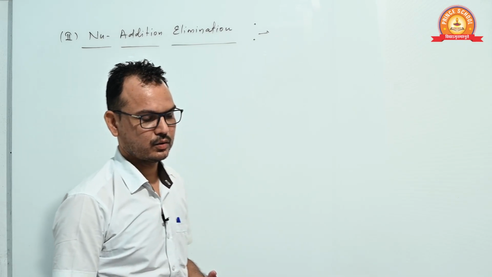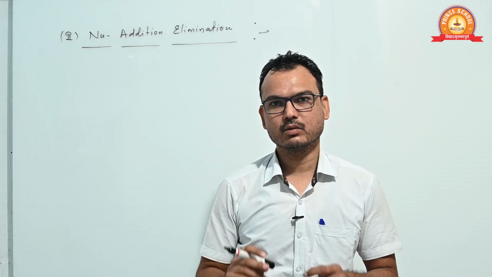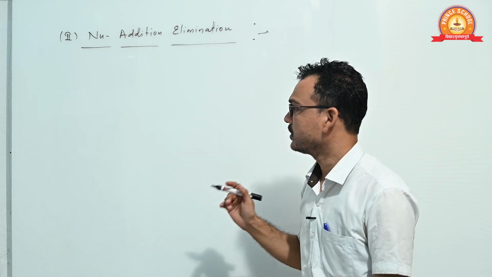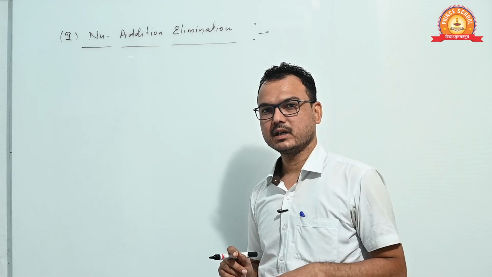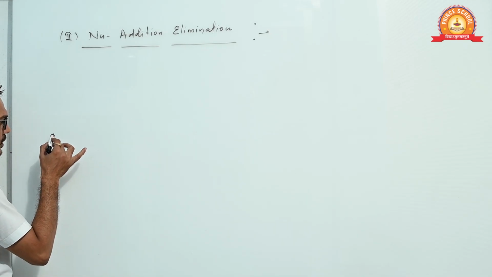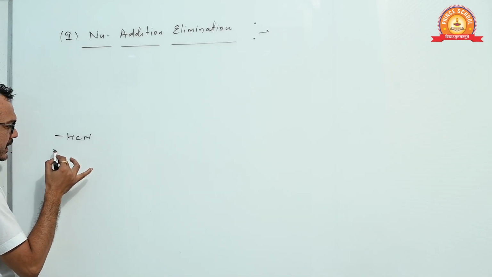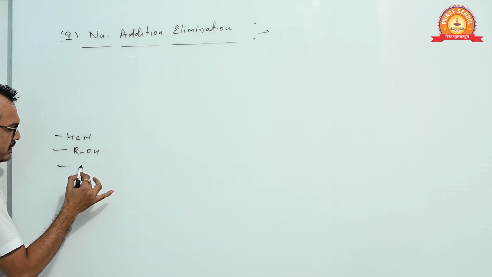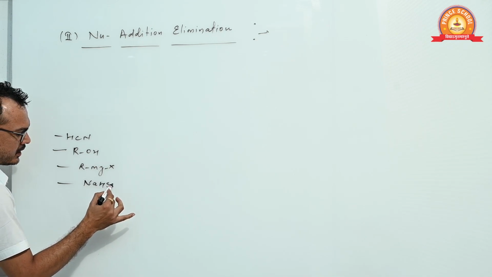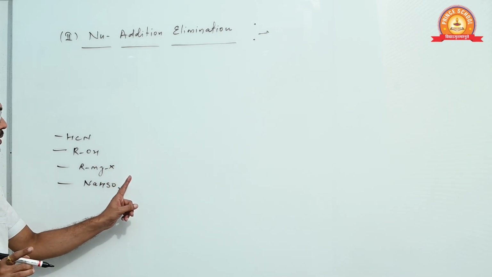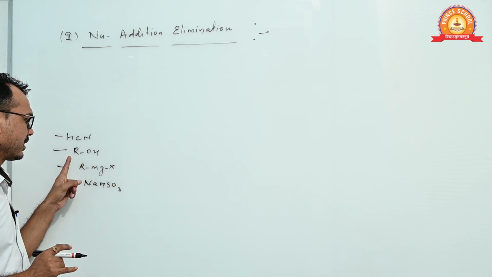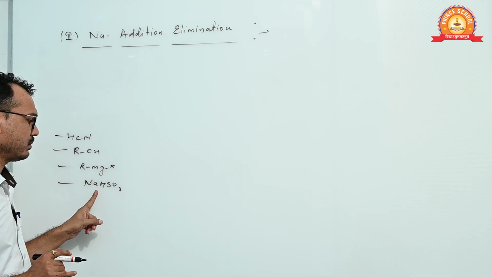If the examiner asks you to write the two characteristic reactions of carbonyl compounds, the first is the nucleophilic addition reaction. We know that nucleophilic addition is carried out with HCN, second ROH, third RMgX, and fourth NaHSO3, sodium bisulfite. Carbonyl compounds show the nucleophilic addition reaction with hydrogen cyanide, alcohol, Grignard reagent, and sodium bisulfite.